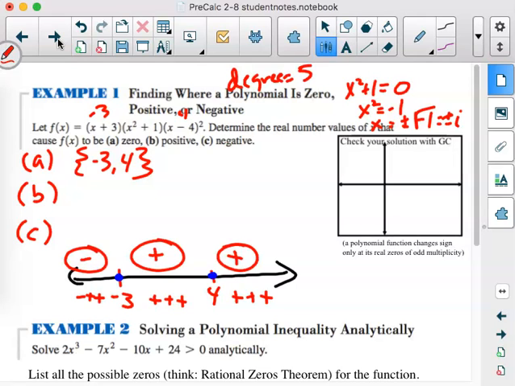And it has a positive leading coefficient. Putting all that together, we can practically get the entire graph. But let's finish this up here. We want to know, when is it going to be positive? Well, we've got those again from negative 3 to 4, and 4 to infinity.